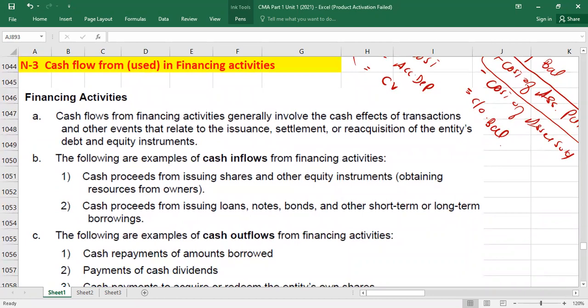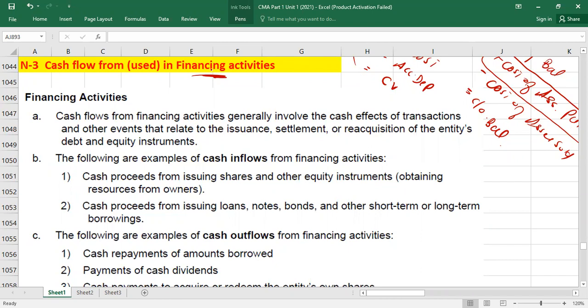In financing activities, guys, mostly you are dealing with your own stocks and bonds. And you are talking about sources of finance here. Right? From where you are getting money: through issuance of stock, through issuance of bonds, by taking loans. These all are inflows. Outflows are what?